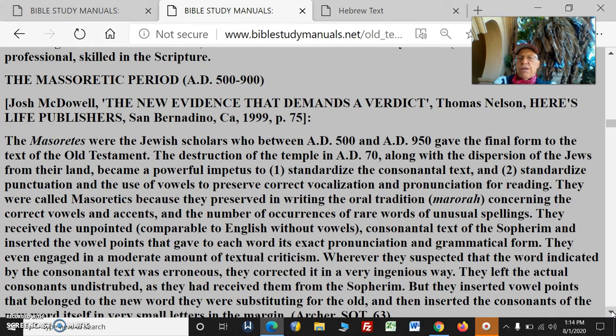The Masoretes were the Jewish scholars who between AD 500 and AD 950 gave the final form to the text of the Old Testament, which is what we have available for us today. The destruction of the temple in AD 70, along with the dispersion of the Jews from their land, became a powerful impetus to standardize the consonantal text. In other words, the text of Hebrew in just consonants and no vowels.